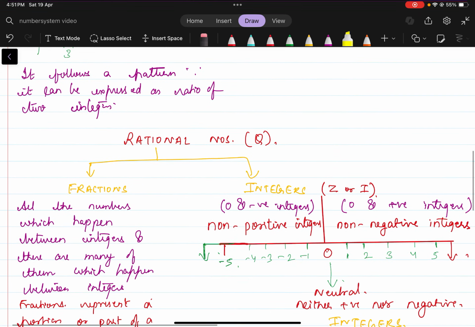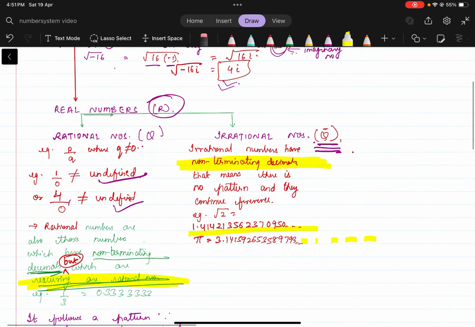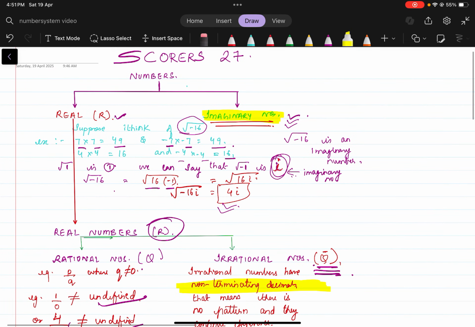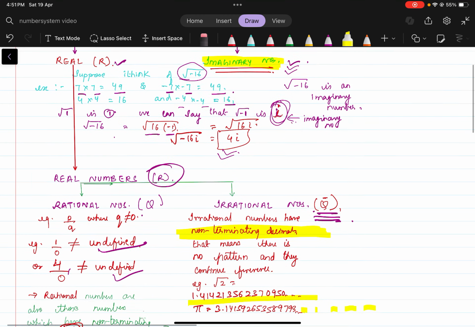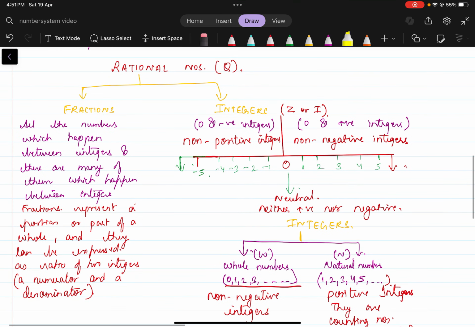Looking over the number system, numbers are classified as real numbers and imaginary numbers. Real numbers are further classified into rational numbers and irrational numbers. Rational numbers Q are further classified into fractions and integers.